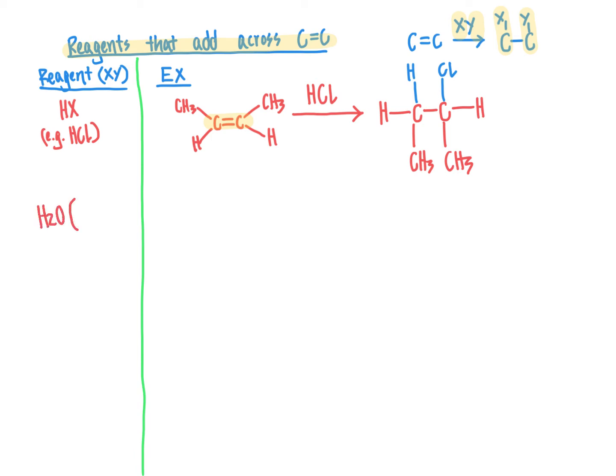And water works particularly well in these addition reactions if there is an acid catalyst present. A catalyst acts to speed up the reaction, and a common acid catalyst that we use in the lab for these types of reactions is H2SO4, or sulfuric acid. You may also see this simply written in reactions as H superscript plus to indicate that there is acid present there. Remember that acid is a proton donor, an H plus donor.